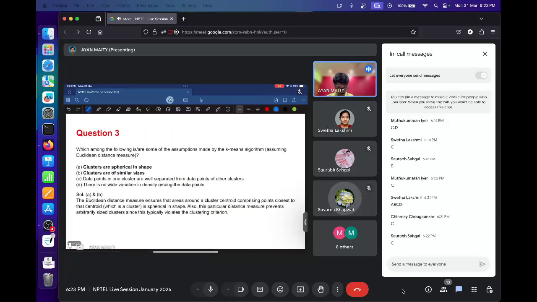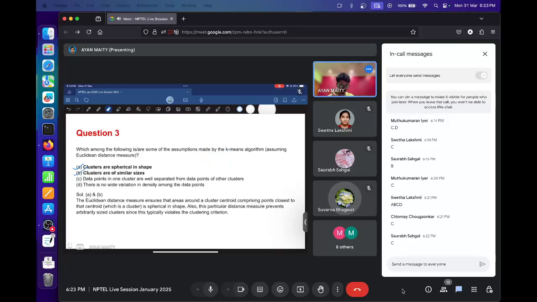So the correct answers are option A and B. The main assumption made by K-means is that clusters are spherical in nature, or basically round in nature. In two dimensions it is just like a circle, in three-dimensional space it would look like spheres, and in high-dimensional space it will become hyperspheres. So it assumes that clusters should be spherical because we are using the Euclidean distance method. So clusters should always look like this in K-means clustering.